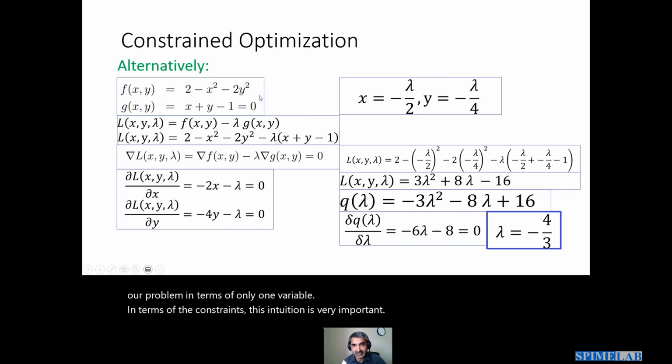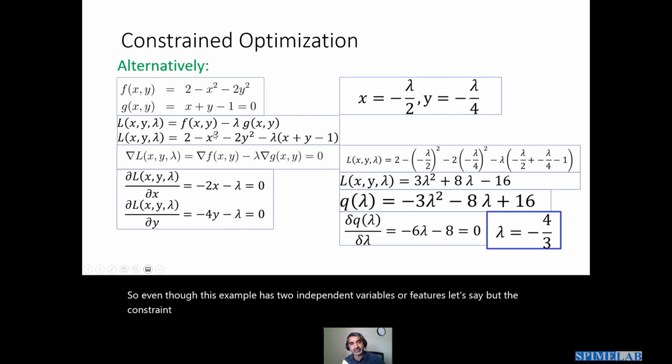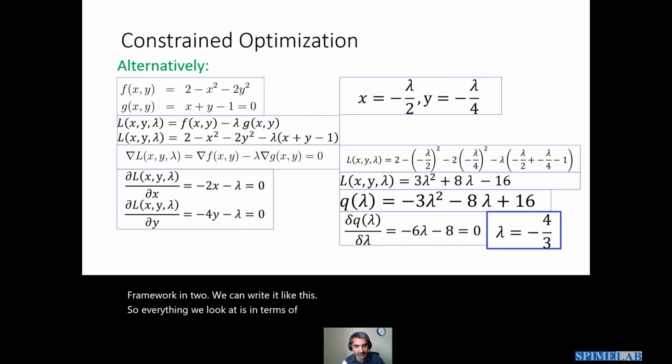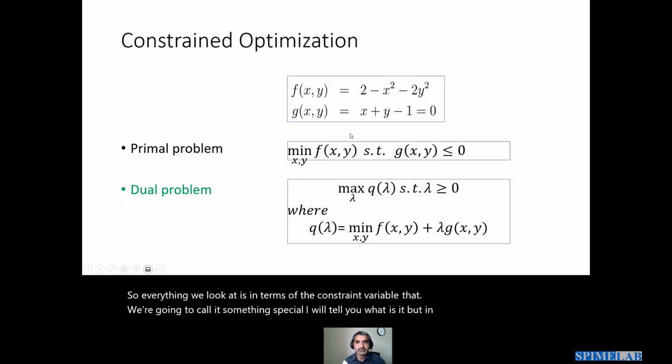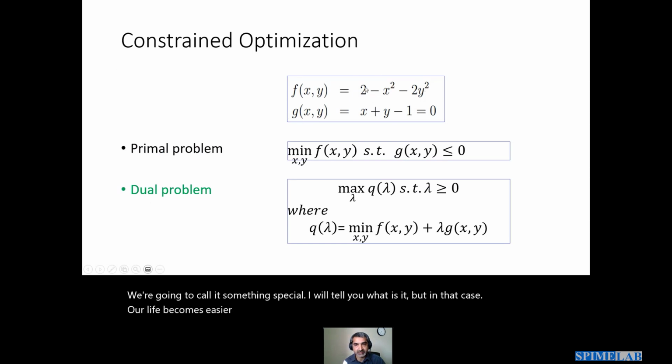So even though this example has 2 independent variables or features, let's say, for the constraint itself, if we can transform it using the Lagrangian framework, we can write it like this. So everything we look at is in terms of the constraint variable that we are going to call something special. I will tell you what it is. But in that case, our life becomes easier.